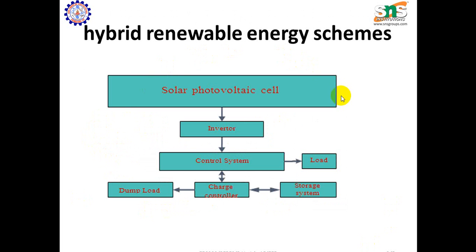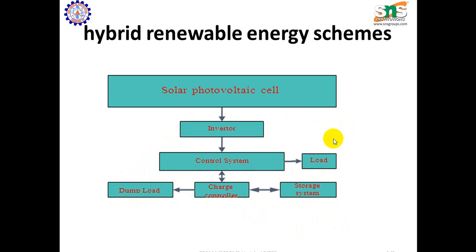So, the hybrid system scheme, where the solar photovoltaic output is converted by an inverter and a control system and given to the load. Here we have a charge controller, storage system and dump load. The controller unit will monitor the solar photovoltaic cell, which converts DC to AC in the inverter system, or it will give the power directly to the charge controller to charge the battery storage system, where the extra power is given to the dump load if the battery is full.